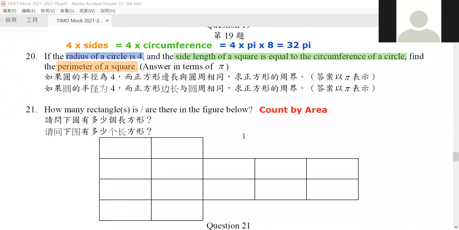Excuse me? Can I show? Maybe let me show them all together. Okay, so we count by area. Or rather, we count by classification, which will be a better name. We classify all these rectangles into different shapes. So the basic one is just like this.